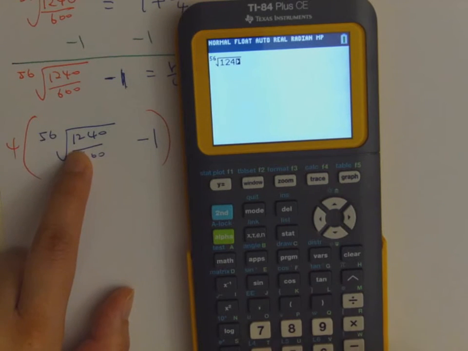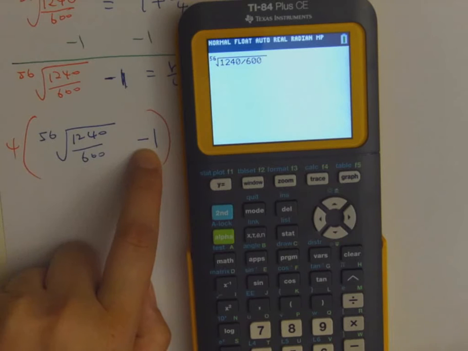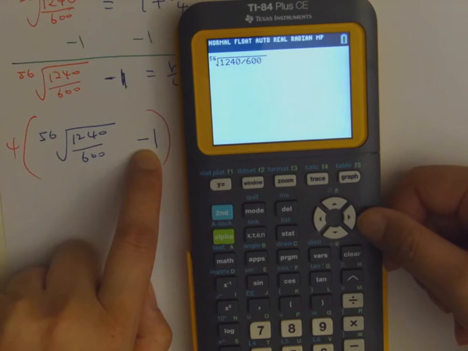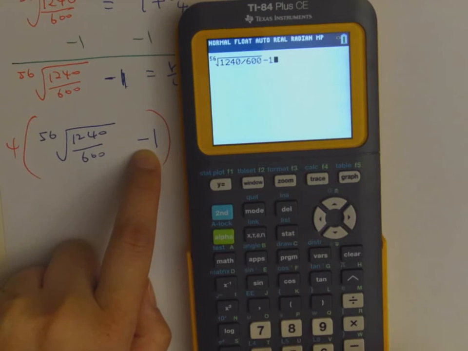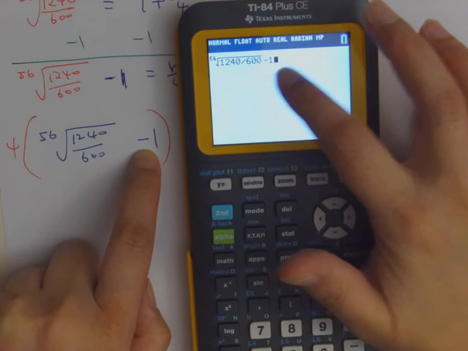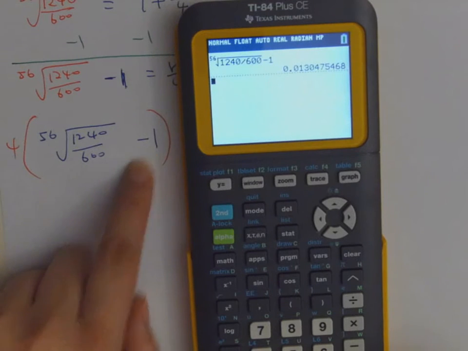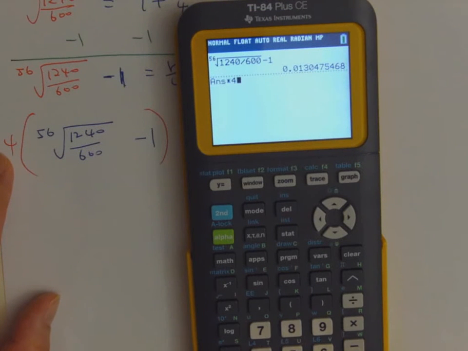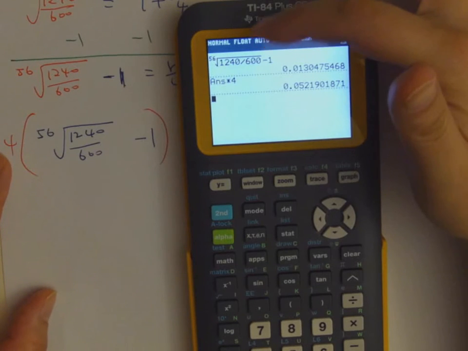And then go inside the root, and now I need 1240 divided by 600, right? And remember, your 1 is outside of the root, so you need to use the arrow key to get out of the root to subtract 1. Otherwise, your answer would be wrong. So as you can see, subtracting 1 is outside of the root, right? I will hit enter first, and then I will multiply it by 4. So again, I did Math.